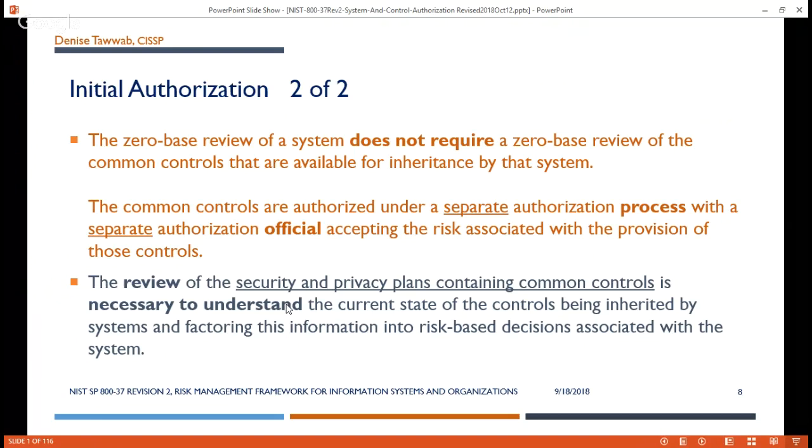Those common controls will be authorized under a separate authorization process with a separate authorizing official accepting the risk associated with providing those common controls. The review of the security and privacy plans containing common controls is necessary to understand the current state of the controls that you're inheriting. And so you can factor this information into your risk-based decision that's associated with authorizing the system that's inheriting those controls. I know that sounds like a lot, but stay with me and it'll become clearer.